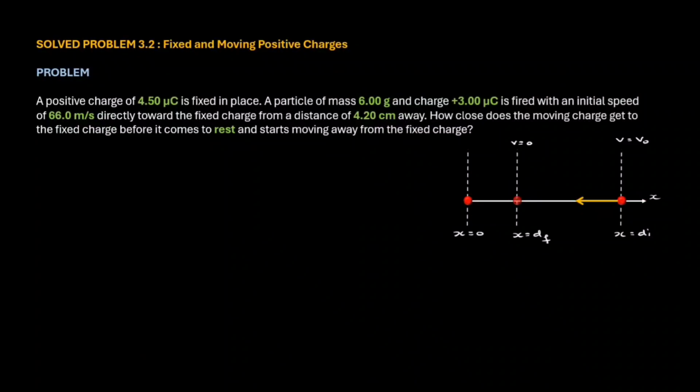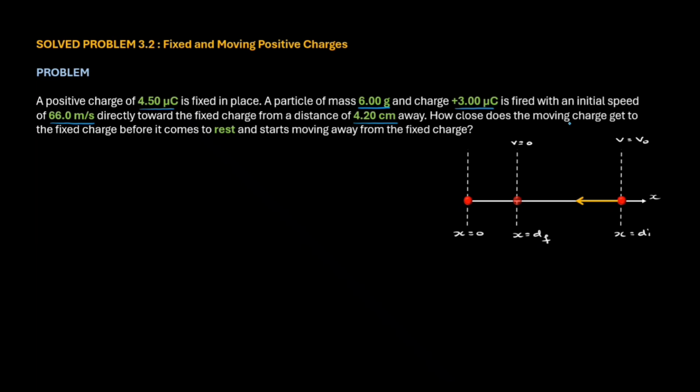Solve problem 3.2, fixed and moving positive charges. A positive charge of 4.50 microcoulomb is fixed in place. A particle of mass 6 gram and charge positive 3 microcoulomb is fired with an initial speed of 66.0 meter per second directly towards the fixed charge from a distance of 4.20 centimeter away.